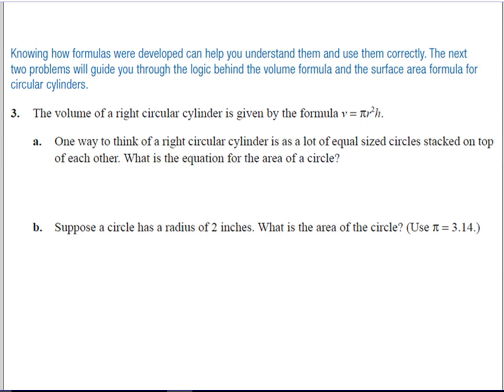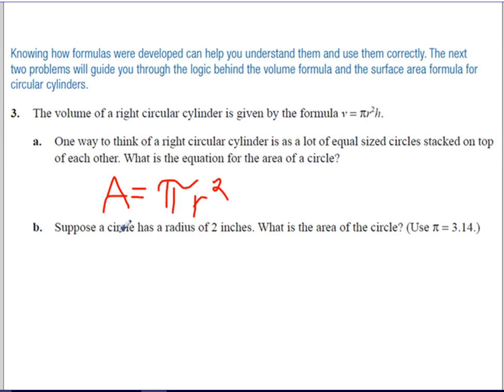The volume of a right circular cylinder is given by the formula V equals pi r squared h. One way to think of a right circular cylinder is a lot of equal-sized circles stacked on top of each other. What is the equation of the area of the circle? And I mentioned that. We're looking at the area of the base and then times the height. And sometimes we have to change the formula when it comes to a point. The edges aren't straight up. But in general, a good starting point is looking at the base and seeing what shape it is and recalling the formula for that shape's area.